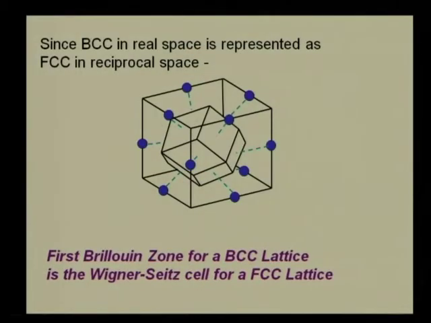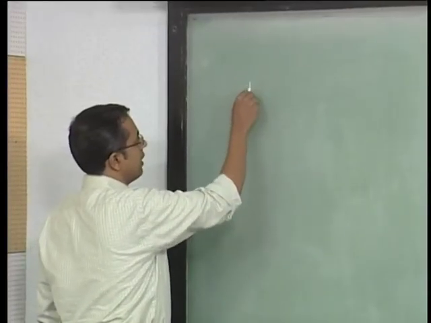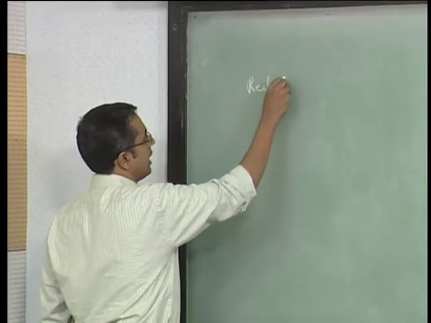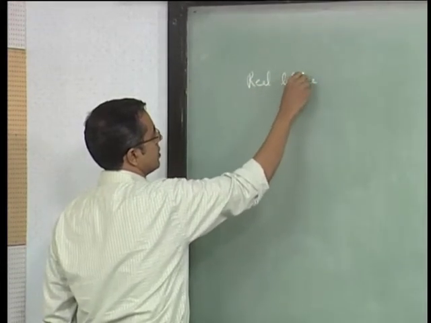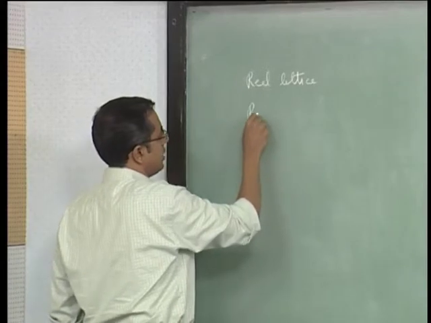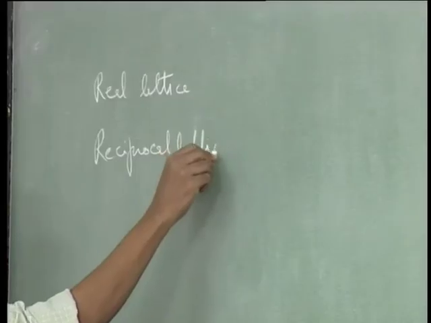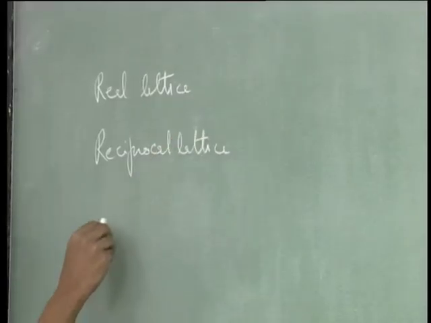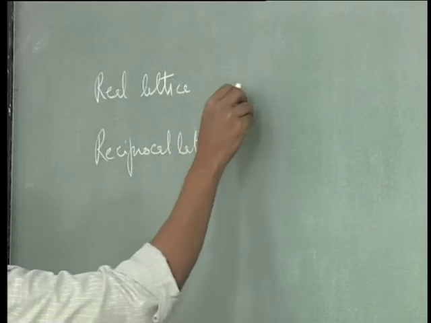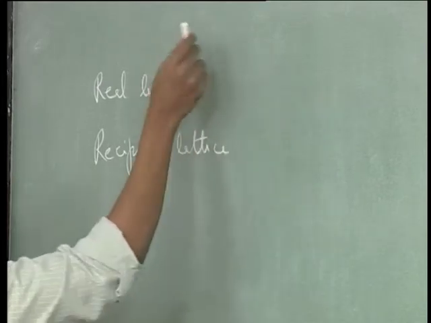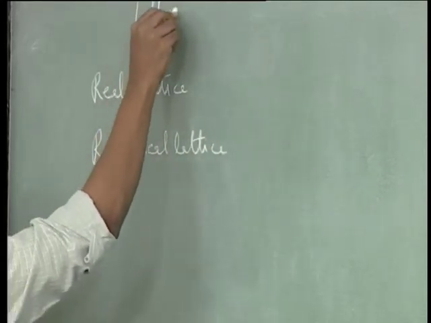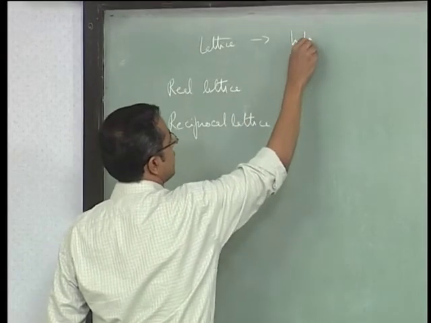We will now continue our discussion by looking at some other diagrams. So basically we have looked at a few things. We have looked at real space, real lattice, we have looked at reciprocal lattice, and we can say that with respect to any lattice we can define the Wigner-Seitz cell.